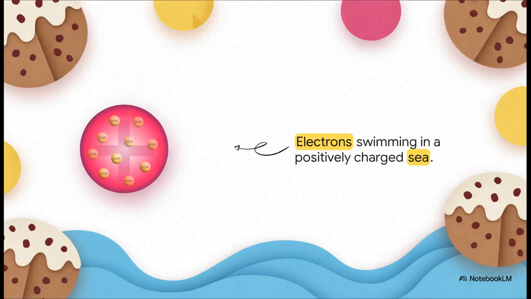To explain this new discovery, Thomson created the plum pudding model. Picture negatively charged particles just swimming around in a positively charged sea. It genuinely resembles a traditional English plum pudding. Those negative electrons act like little pieces of plum stuck inside a big, spherical mass of positive dough.